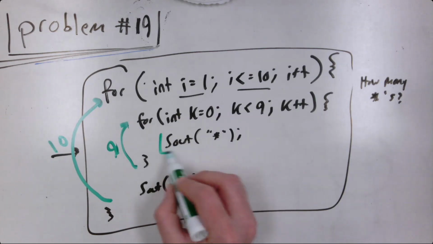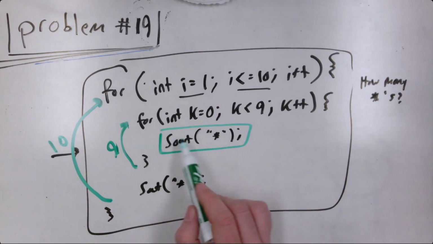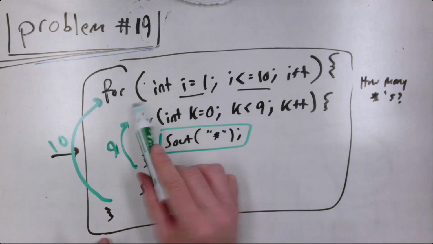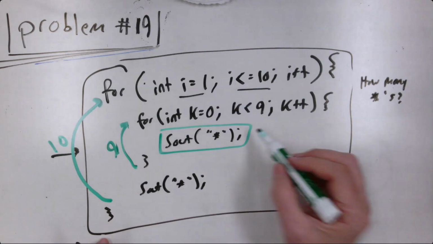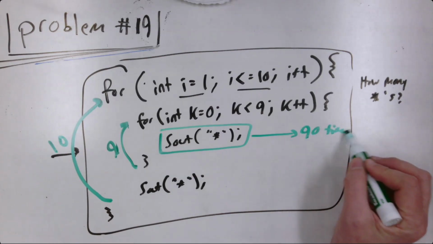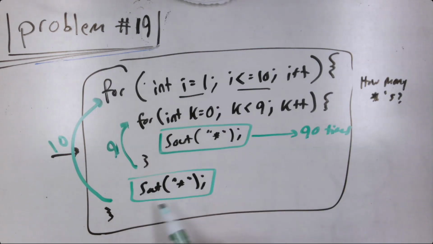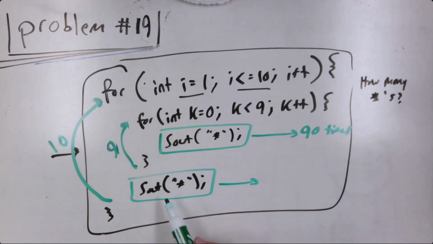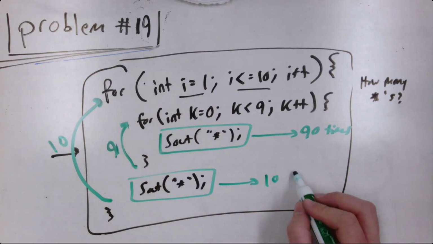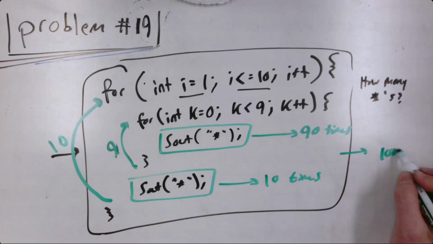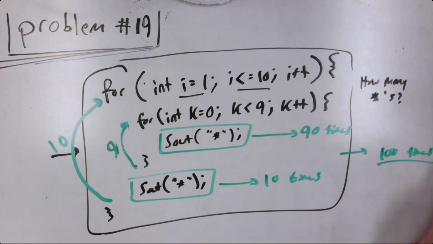So it's true that this one in the middle, I'm repeating this star 9 times for each of the 10 loops of the outer loop. So that star is actually going to display 90 times. But I've got this other star here. This other star is not inside an inner loop. So this star is just going to display once for each iteration of the outer loop. So that's going to display 10 times. And so I add them up, and that's 100 stars total.